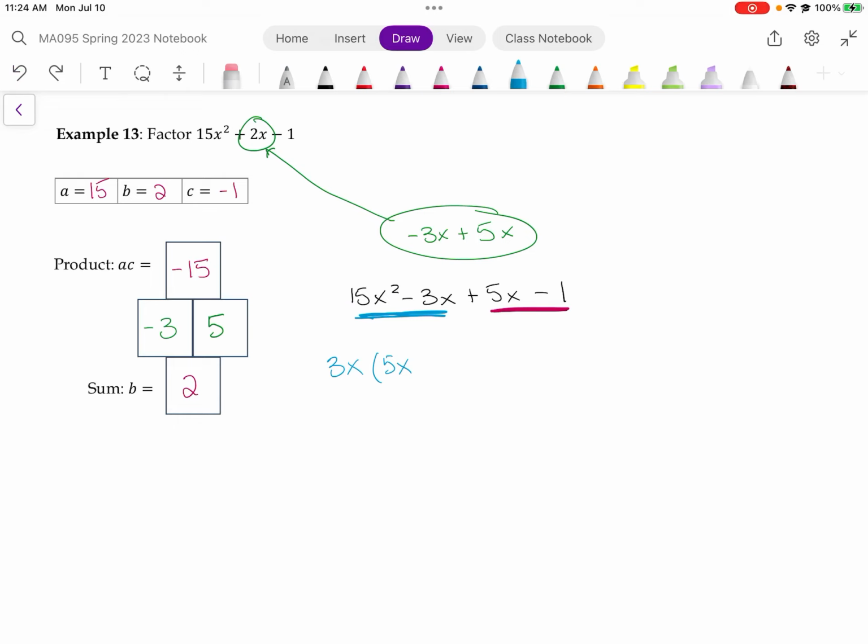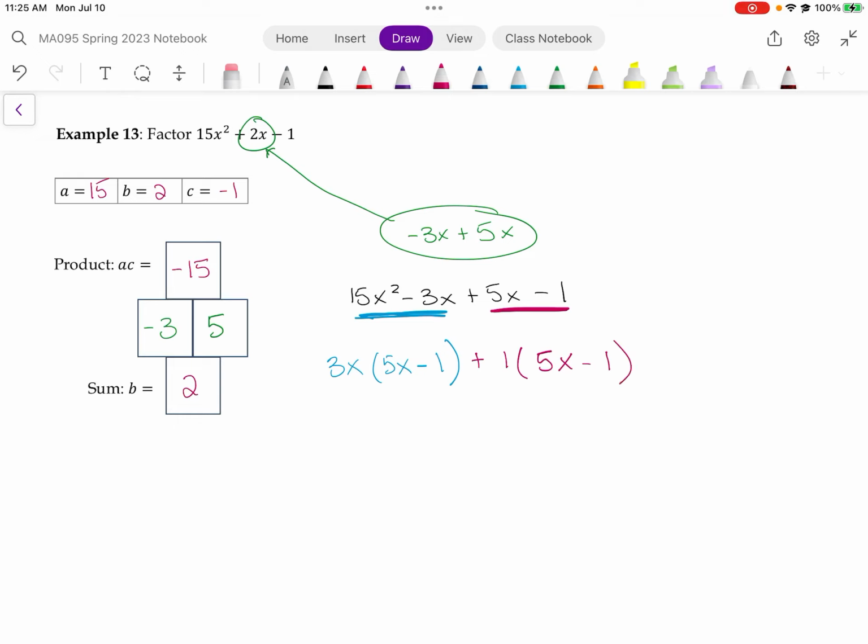All right, and then the next one, I pull a 3x out of negative 3x. I'm left with a minus 1. So you've got to think, what would I multiply this by to get minus 3x? What would be minus 1? All right, and then the next one, let's see, nothing factors out. So I just get a 1 times 5x minus 1.